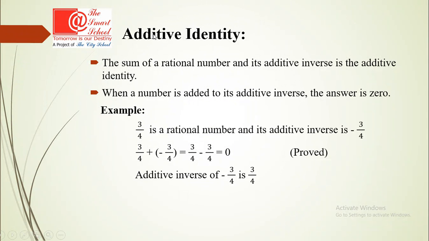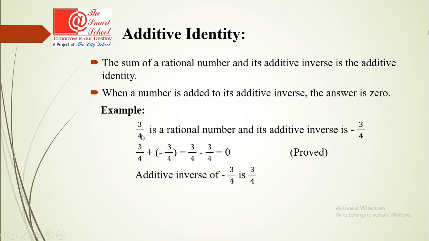Now additive identity. The sum of a rational number and its additive inverse is the additive identity. And what is additive inverse? Additive inverse is when a number is added to its additive inverse, the answer is 0, and additive inverse is the opposite of that fraction or the number.